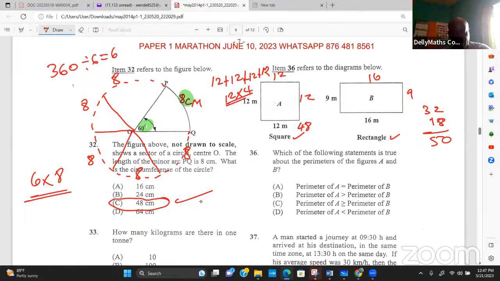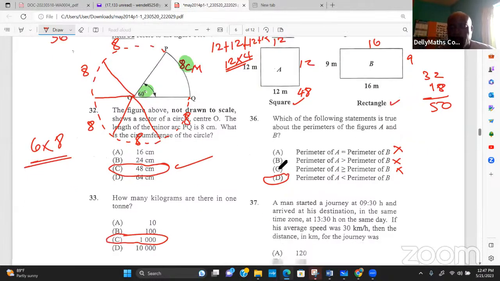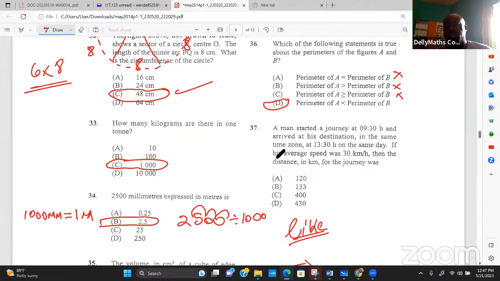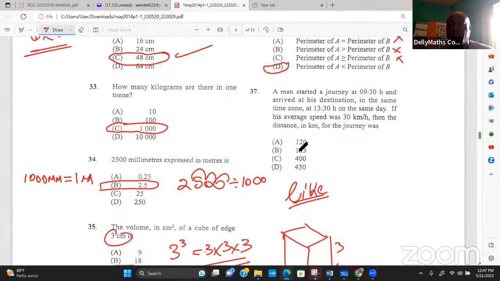Now you want to respond to the question. Perimeter of A and perimeter of B are equal? No, they're not. Perimeter A is greater? No, it's not. Perimeter A is greater than or equal? No. Perimeter A is less than perimeter B. Exactly. So the perimeter of A is less than the perimeter of B. You have to read and be careful as you go.